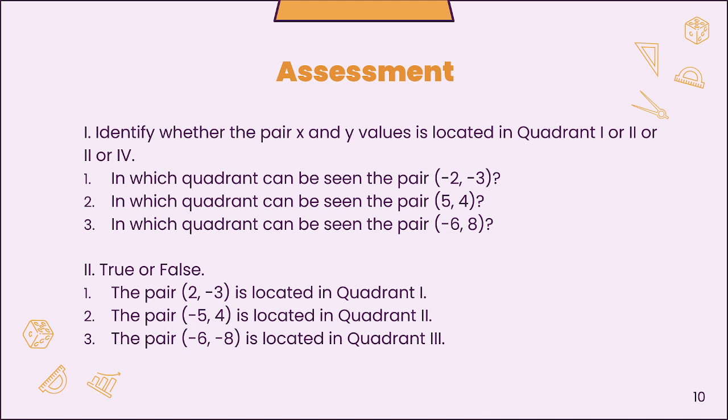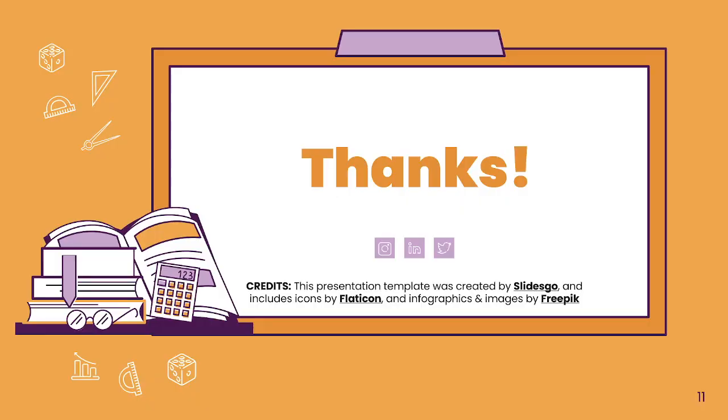Test 2, we have true or false. The pair 2 and -3 is located in quadrant 1. The second one, the pair -5 and 4 is located in quadrant 2, and the pair -6 and -8 is located in quadrant 3. So that ends our lesson for today.